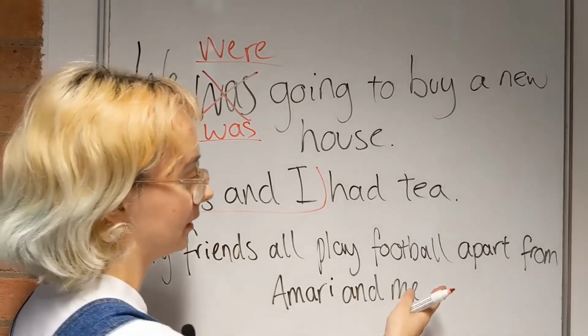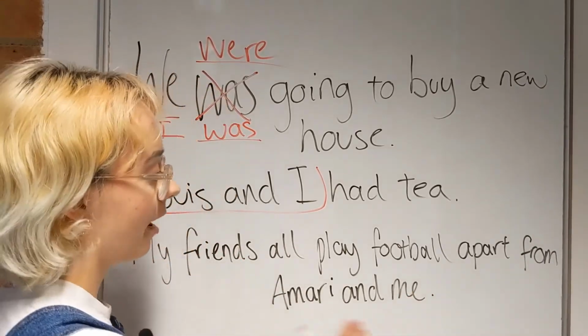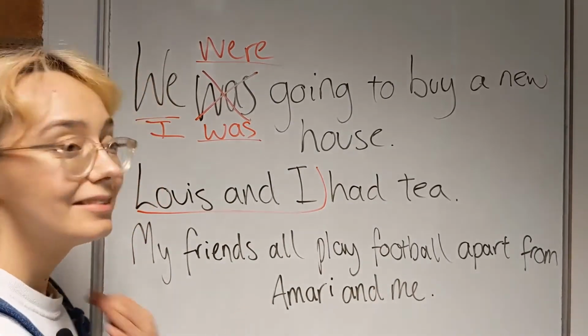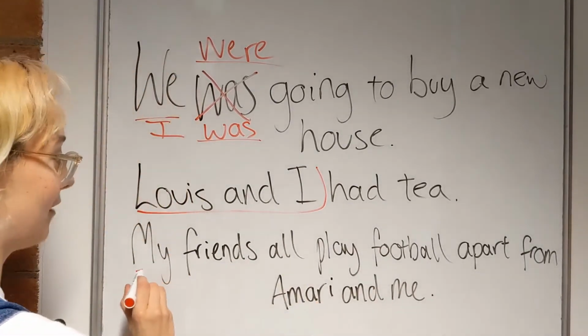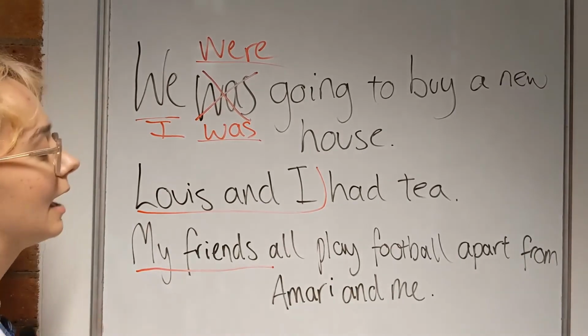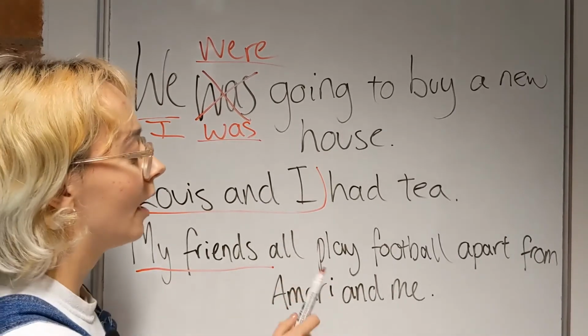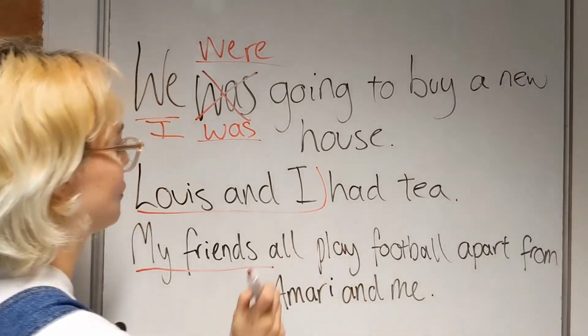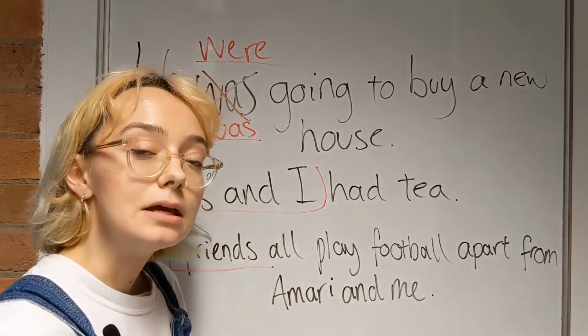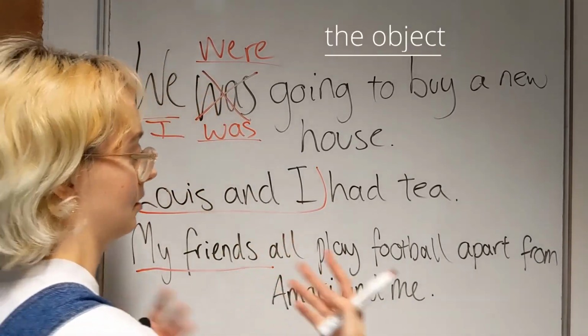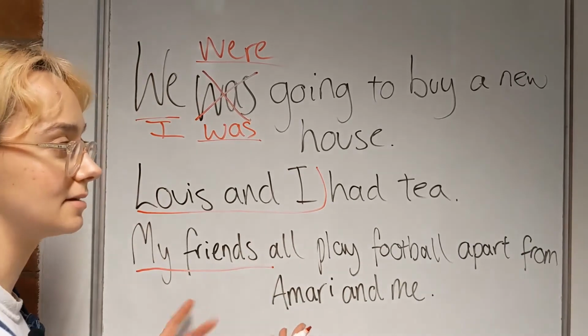My friends all play football apart from Amari and me. And in this case, my friends is the subject, and this is why we say Amari and me instead of Amari and I, because they are the object rather than the subject.